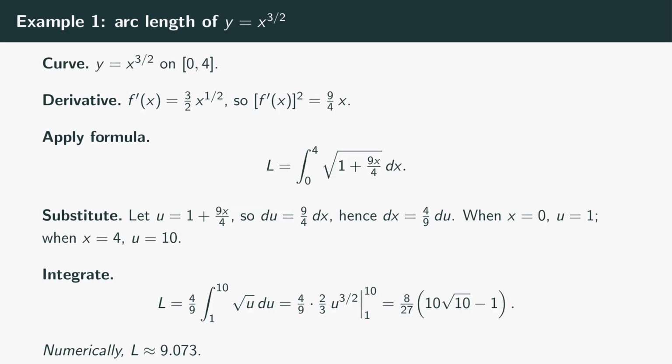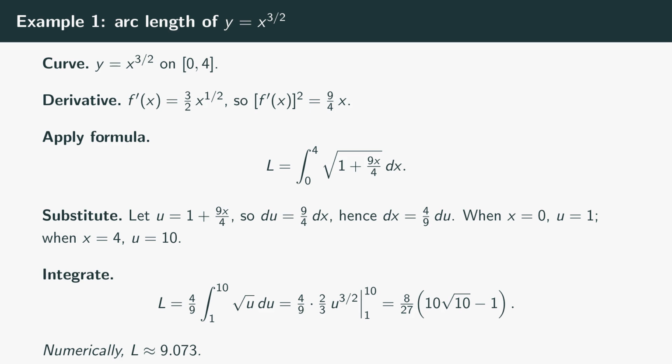First worked example. Arc length of y equals x to the 3/2 from x equals 0 to x equals 4. Step 1. Compute the derivative. f prime of x equals 3/2 times x to the 1/2. Square it. f prime of x squared equals 9/4 times x. Add 1: 1 plus 9/4 x. Take the square root of 1 plus 9x over 4. That's our integrand. Plug into the formula.